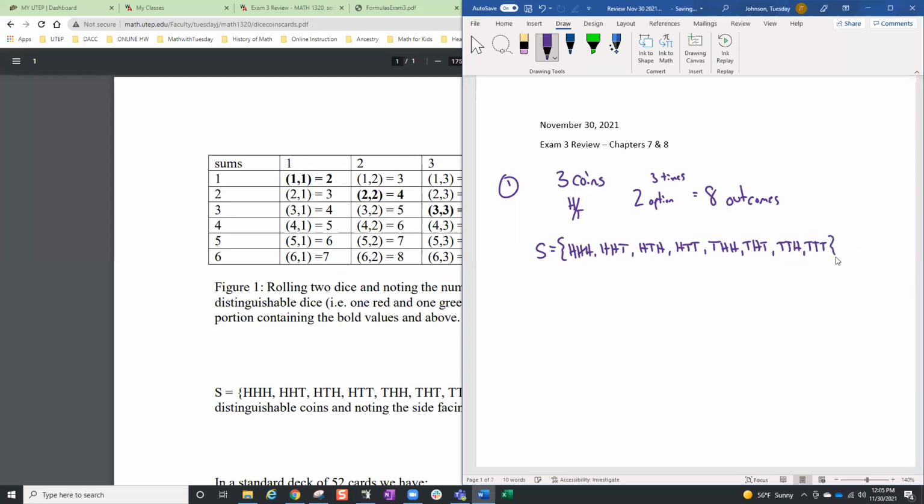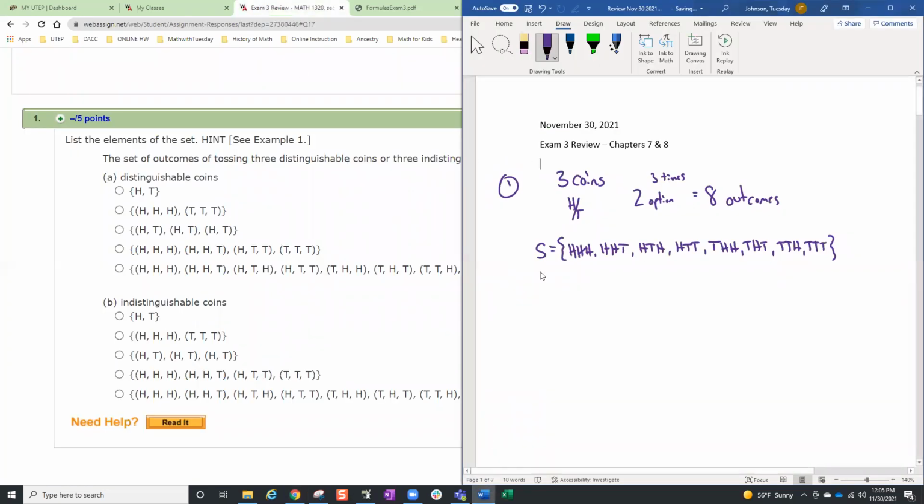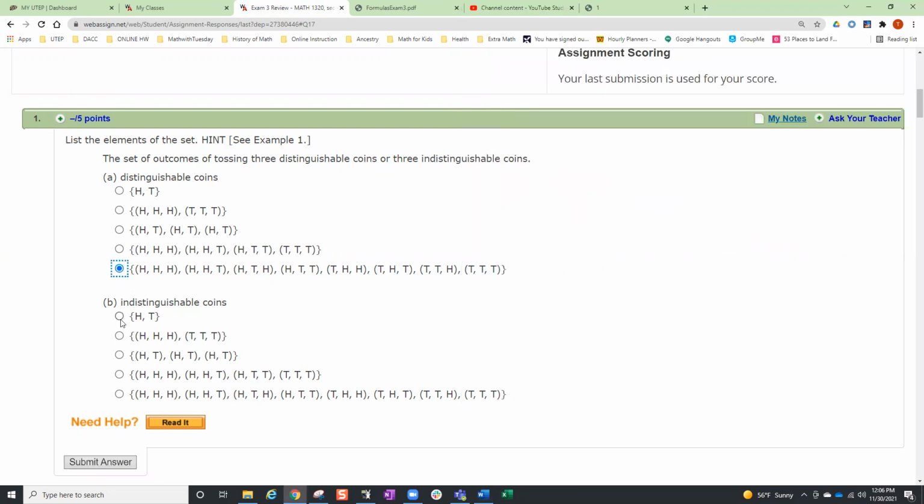Okay, so here we come back as we look at our note paper. Distinguishable coins, it's going to be this one. 1, 2, 3, 4, 5, 6, 7, and there's an 8th one here. So we'll choose this outcome.